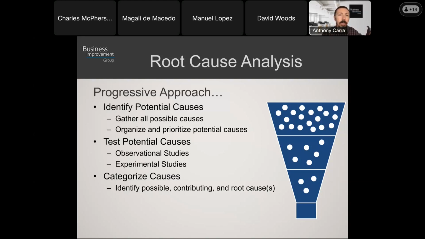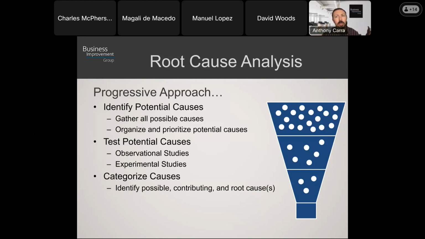Let's take some time. Let's identify all potential causes. Everything on the table. Let's pull together a cross-functional team and identify all the possible causes. We're not going to judge them just yet. All ideas are good ideas at this point. What are all the potential causes that could have led to this nonconformity?